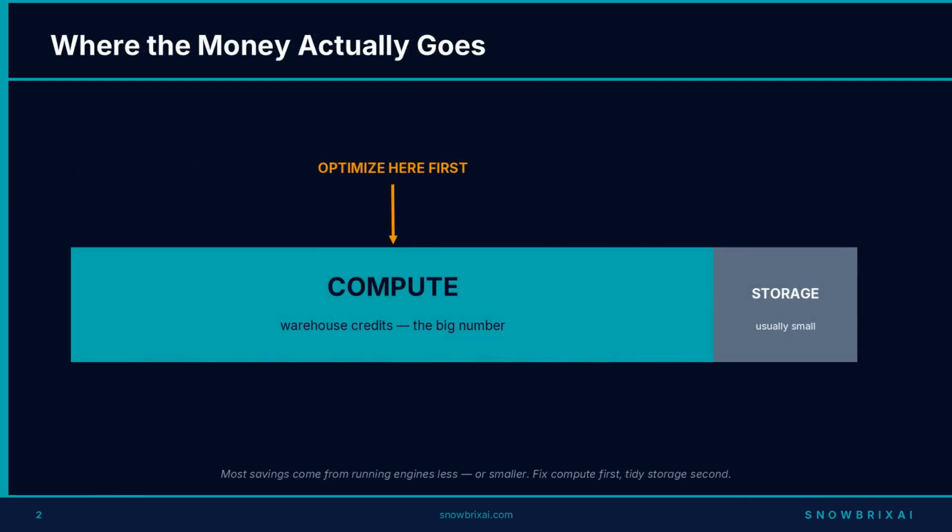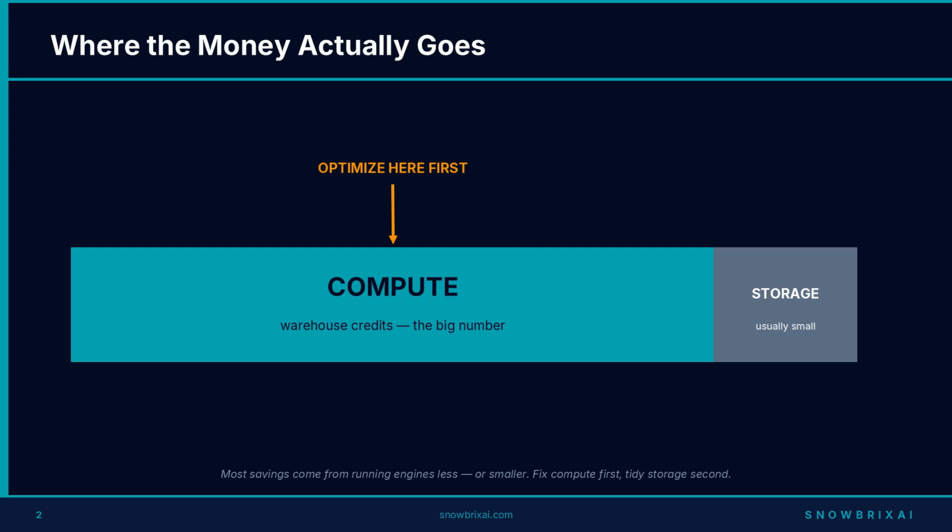Take a look at any Snowflake bill. It splits into two buckets, compute and storage. Compute is the warehouse running time, that is the big number. Storage is usually small, so almost all your savings come from running engines less or running them smaller, not from the data sitting at rest. Here is the rule of thumb: fix compute first, tidy storage second, chase the big number before the small one.